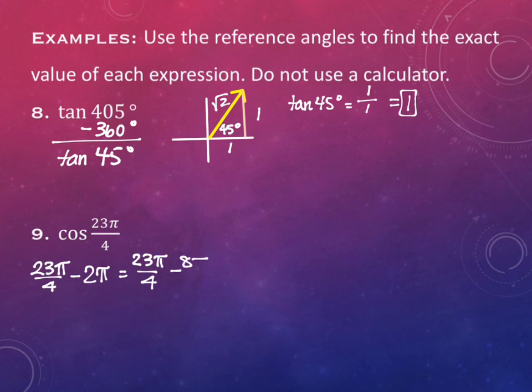8 over 4. So 23 minus 8, 4, not 3. 23 minus 8 is what? 15. What can you tell me about 15 over 4? Still bigger than 2. So what do we have to do? You keep going. You just do it again, right?